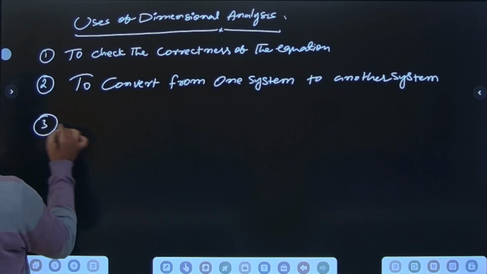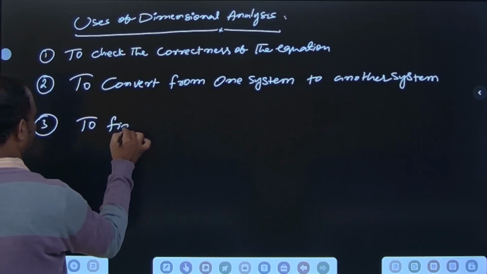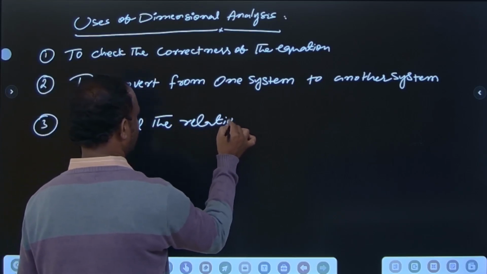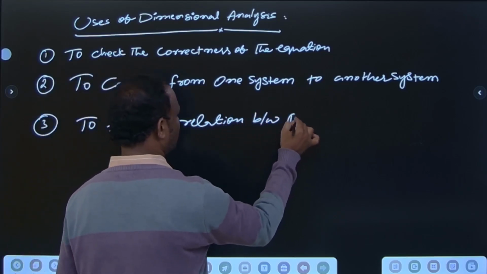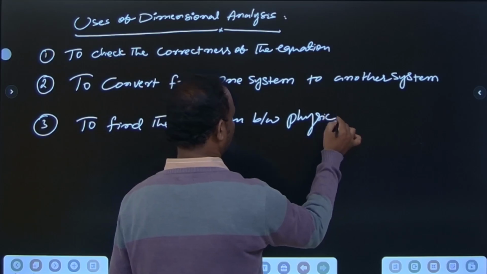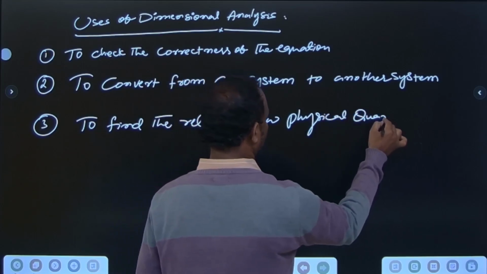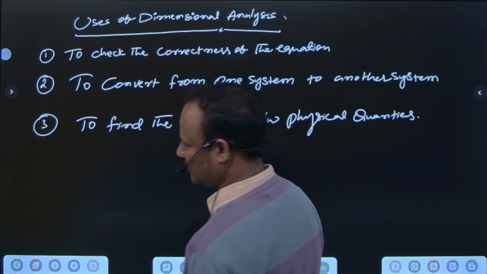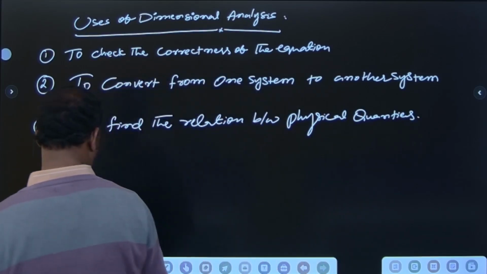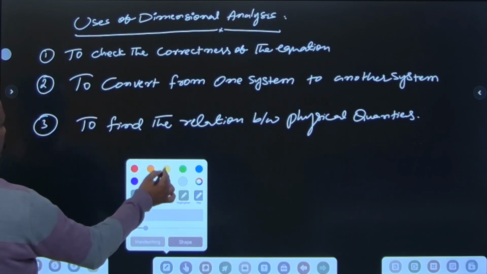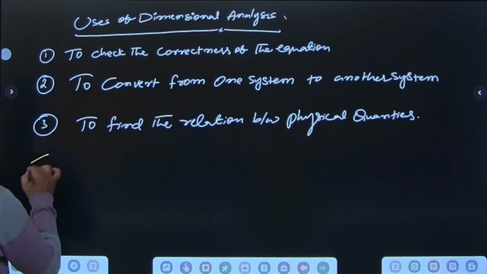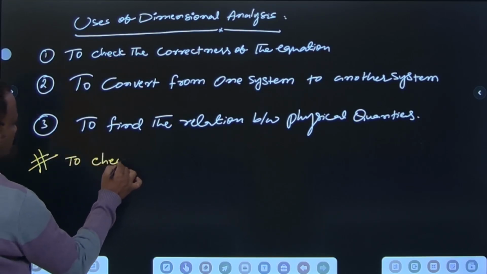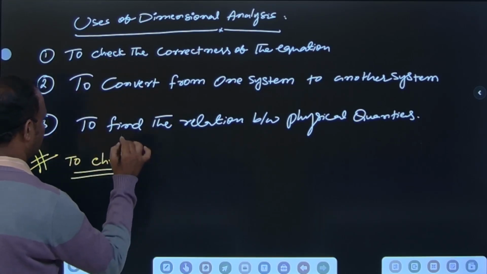Next one is to find the relation between physical quantities. Let me check on this. How do you check the correctness of an equation? First one is to check the correctness of an equation. How do you check this one?